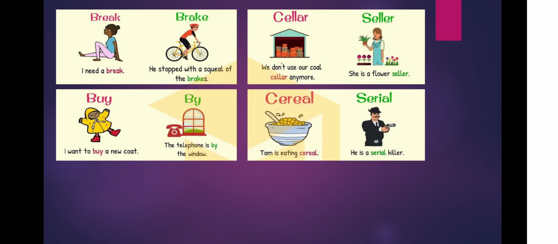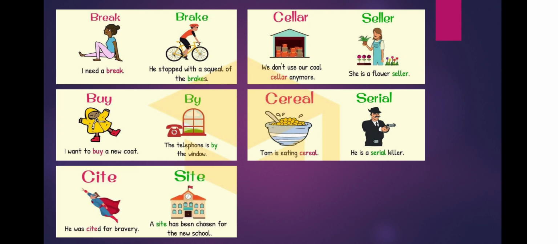Cereal and serial. So cereal is the grains which we eat, and serial is a number of things in sequence, like he is a serial killer. I love the series or serial of something, right? Of movies. So here we can see the difference between cereal and serial.